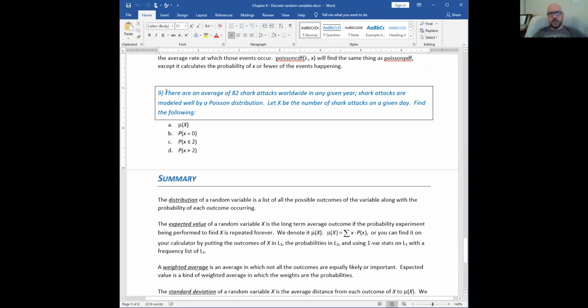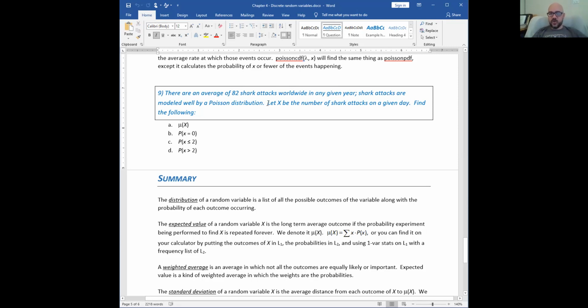So there are an average of 82 shark attacks worldwide in any given year. I believe that's actually true, by the way. I looked this up a couple years ago, and that's about how many there are, which might seem like a lot of shark attacks, but it's a whole year and the whole world, right? And so that actually seems like a very small number to me. When I say shark attacks, I mean sharks attacking humans. Obviously, sharks attack other things like dolphins or fish all the time, but this is the number of sharks attacking humans worldwide in any given year. And it turns out, and this is also true, that those really are modeled well by a Poisson distribution.